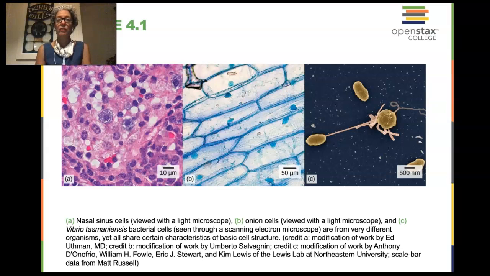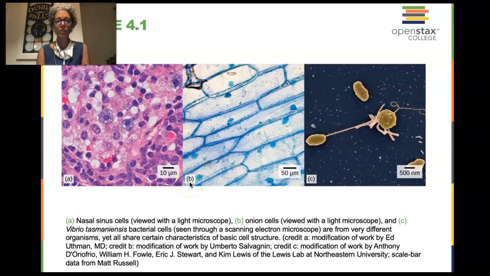We have images of three different types of cells here. In A, it is sinus cells, so these are eukaryotic, and it says it is a light microscope. The size bar tells us that that is 10 micrometers, or 10 microns, long. These cells look to be a little over 10 microns, and the dark purple circles are the nuclei.